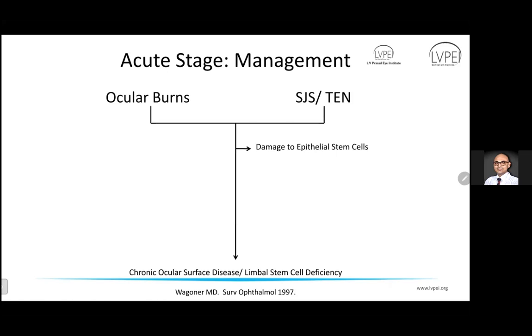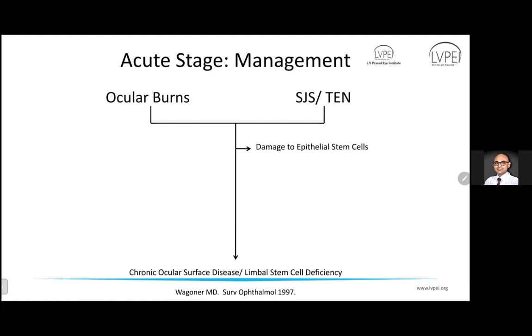event is damage to the epithelial stem cells. When I say epithelial stem cells, I mean both the limbal epithelial stem cells, which are responsible for maintaining the surface of the cornea, and also the conjunctival epithelial stem cells, which are responsible for maintaining the turnover of the epithelial cells on the conjunctiva. Unlike the corneal epithelial stem cells, which we know reside in the limbus, for the conjunctiva we don't really know where the stem cells are. There are different hypotheses, but we are not very sure.